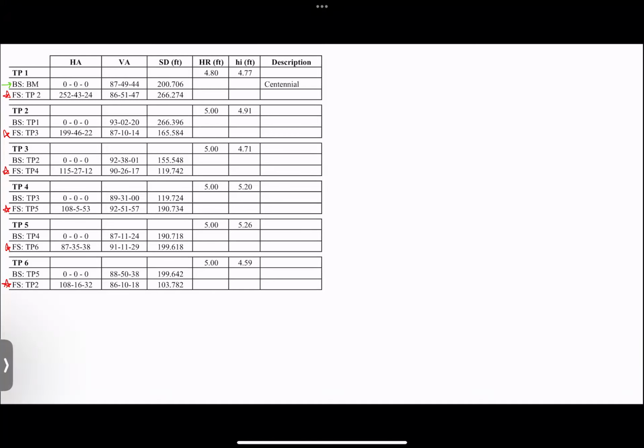In this first example, the group is set up on TP1. So I'm going to label this. They are set up on TP1, and they are backsighting the benchmark. As a reminder, we always start by writing equations where the instrument is located.